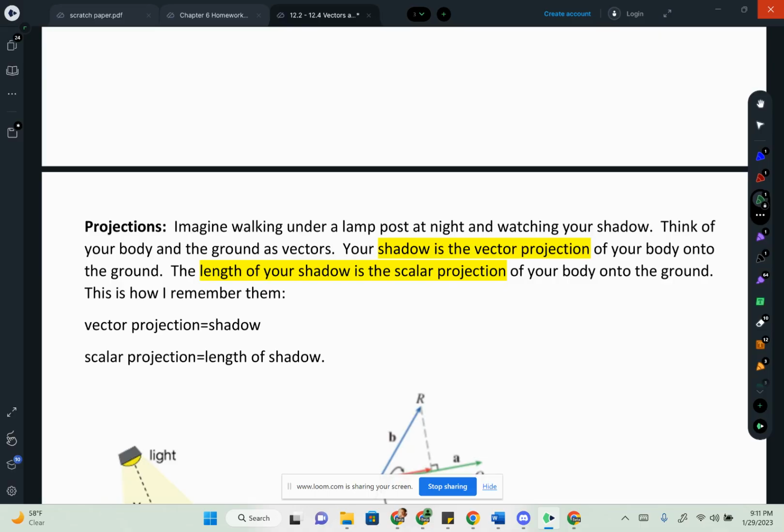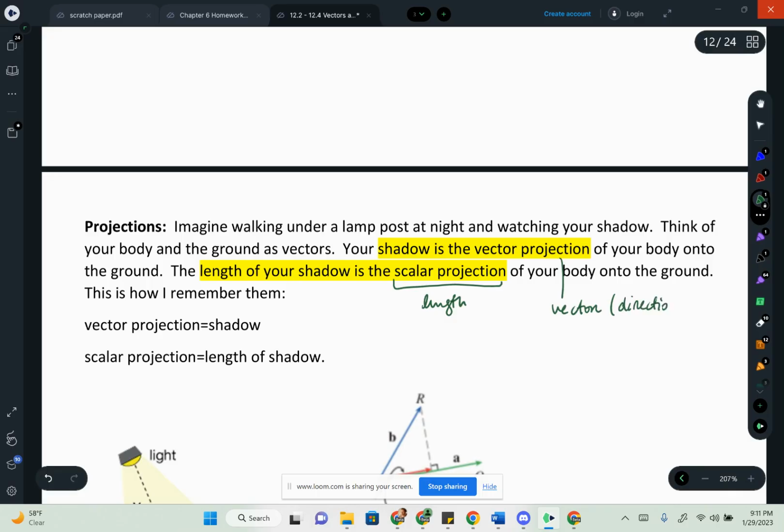The length of your shadow is a scalar projection of your body onto the ground. And so the scalar projection tells you just length. And the vector projection tells you a vector. And so that has a direction, right? It also has a magnitude, but it's not obvious what the magnitude is. The scalar projection will tell us the magnitude. So length or magnitude.